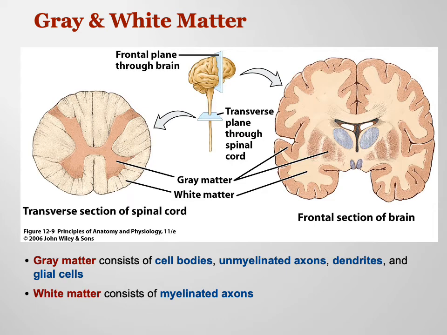Wherever you see the dark matter, those are the actual cell bodies, plus some glial cells, plus some unmyelinated axons. So notice in the brain, the cell bodies are all around the outside edges of the brain, and the wiring is all in the middle, all right? So white matter and gray matter, all right?